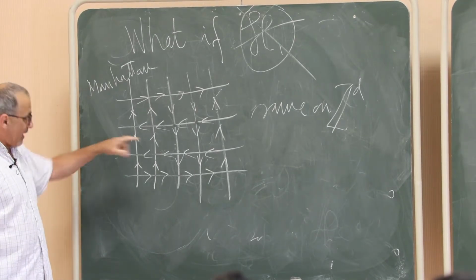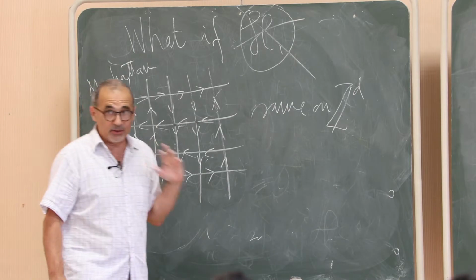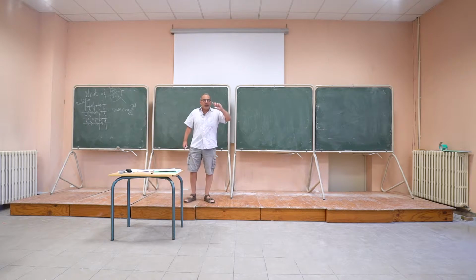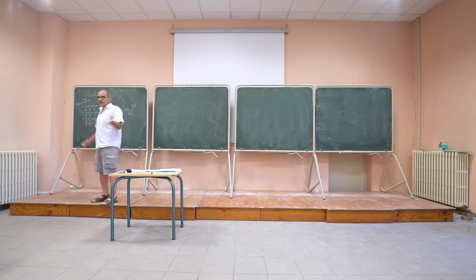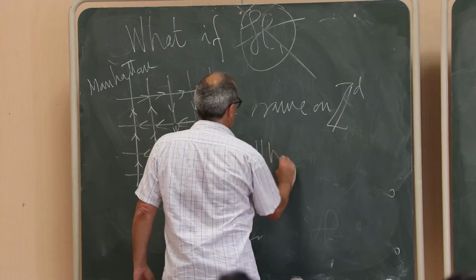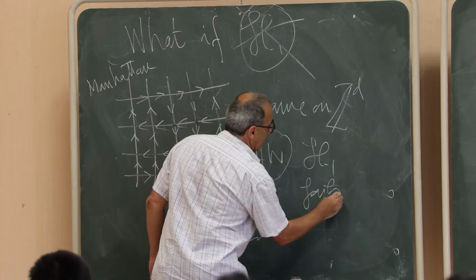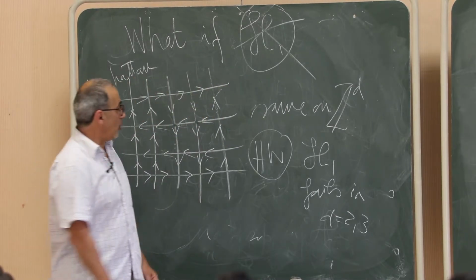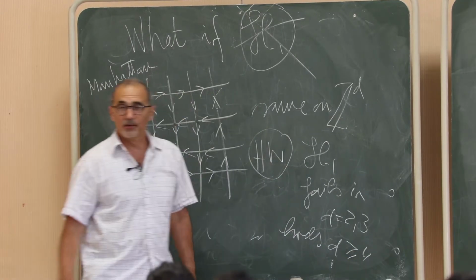Now, the symmetric part of the walk is an exercise for you. If you write down the symmetrized walk, it's just the ordinary random walk. If you add the rates on oppositely oriented edges and put those conductances, that's just the ordinary symmetric random walk. Homework for you: show that H-1 fails in dimensions 2 and 3 and holds in dimensions greater than or equal to 4.